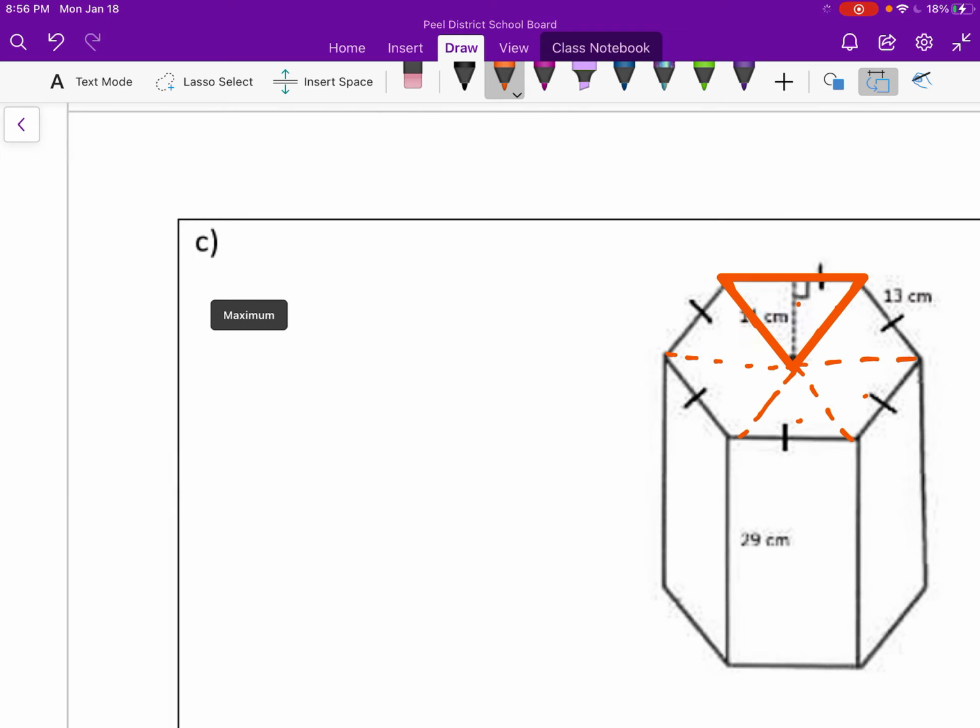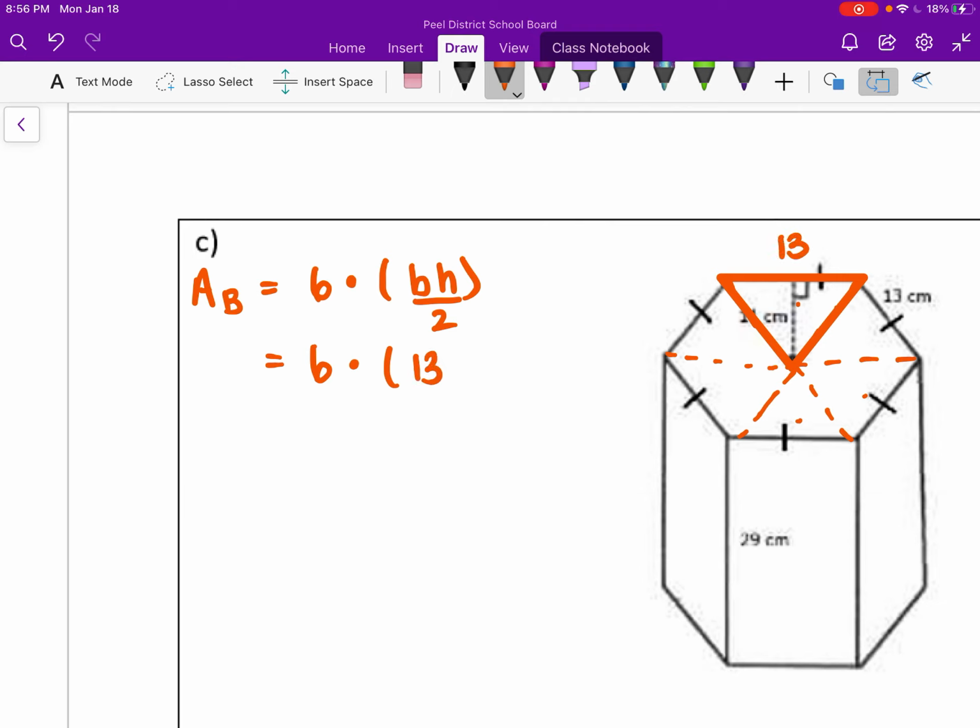So let's find the area of the base first. So area of the base is equal to 6 times base times height divided by 2, which is the area of a triangle. So we're going to do 6 times. Base is going to be whatever it is across, so it's 13, right? Because all of them are 13, times height, which is 11, right? And I'm just going to draw this triangle out here so that you can see it. 11, right? So base times height divided by 2.